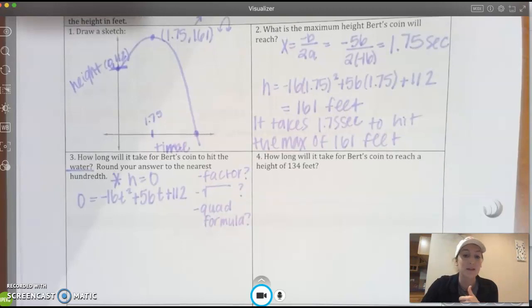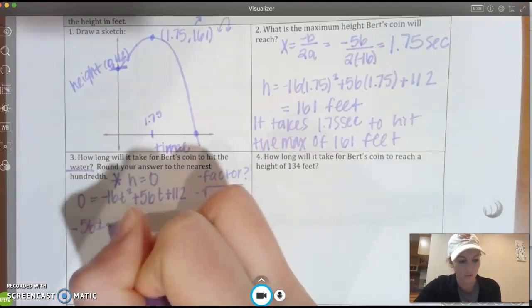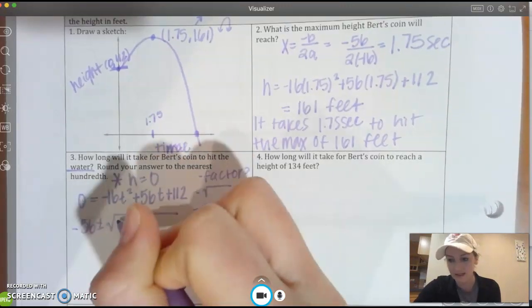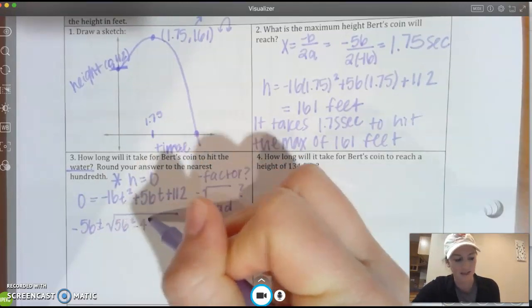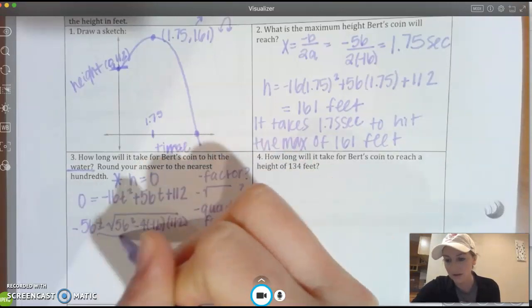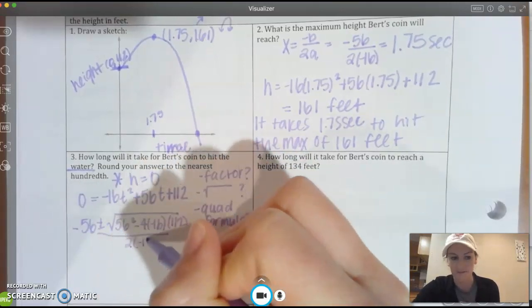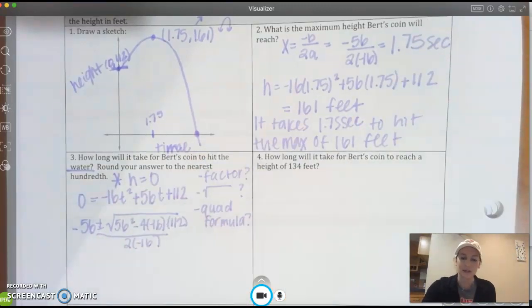So, I need to do the opposite of b plus or minus the square root of b squared minus 4ac all over 2a. So, let's put that together. So, I have negative 56 plus or minus the square root of 56 squared minus 4 times negative 16 times 112 all over 2 times negative 16. Okay, so we really just need to get an approximate answer here because we're looking for an answer to the nearest hundredth. So we don't need to simplify our radical here.